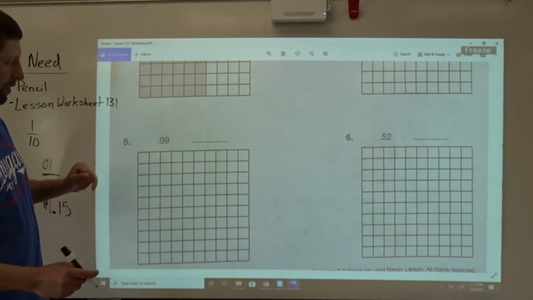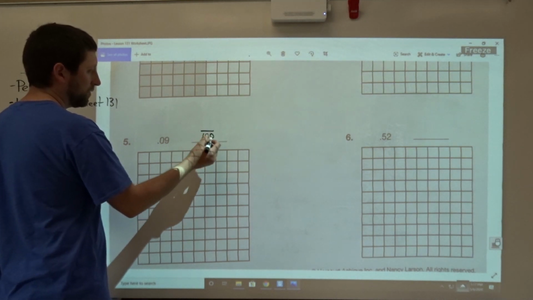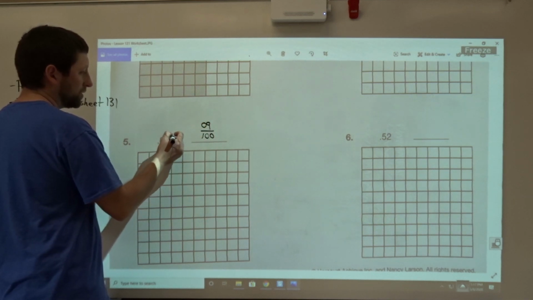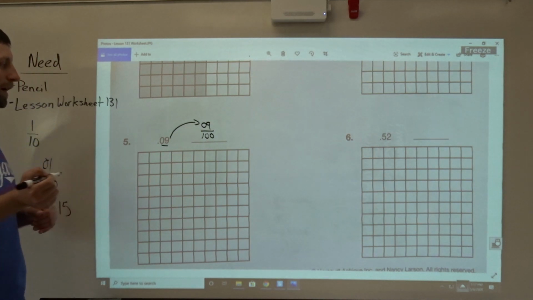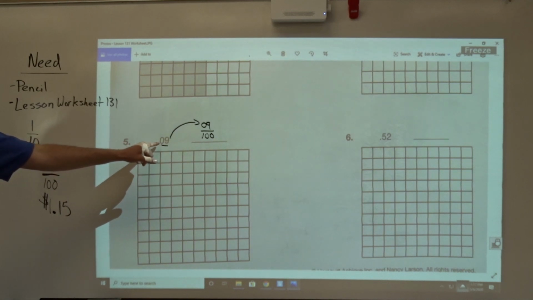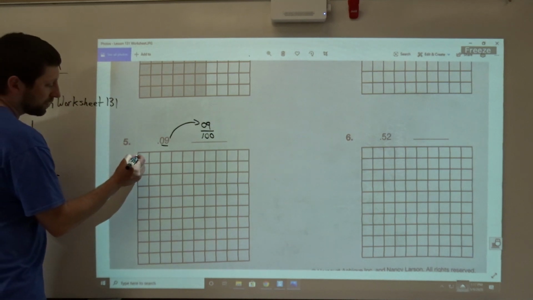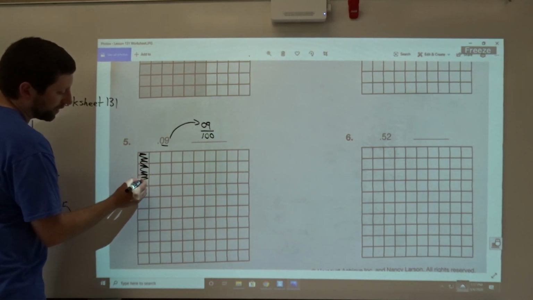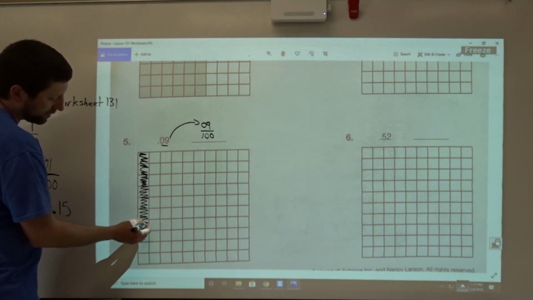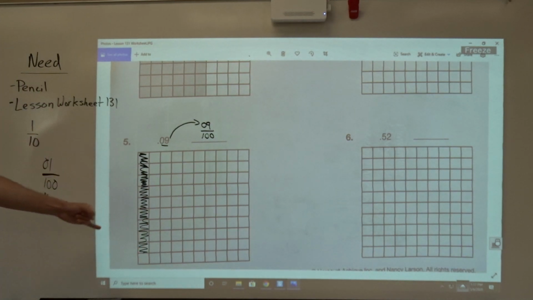So here's the decimal. We need to write it as a fraction. Well, again, it's out of 100, and whatever's here as the decimal, I'm going to just move that up here and write that above the fraction bar. So 9 hundredths. Well, this time I have 0 full rows of 10, and then the second one I would have 9 small squares. So let's go ahead and shade in 9 of those. 3, 4, 5, 6, 7, 8, and 9. So there you have 9 hundredths.